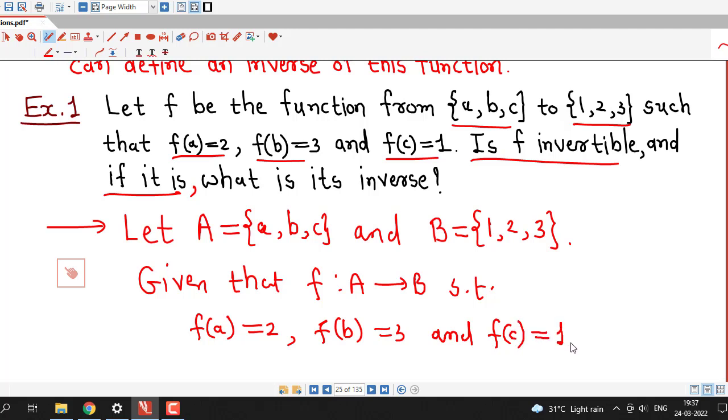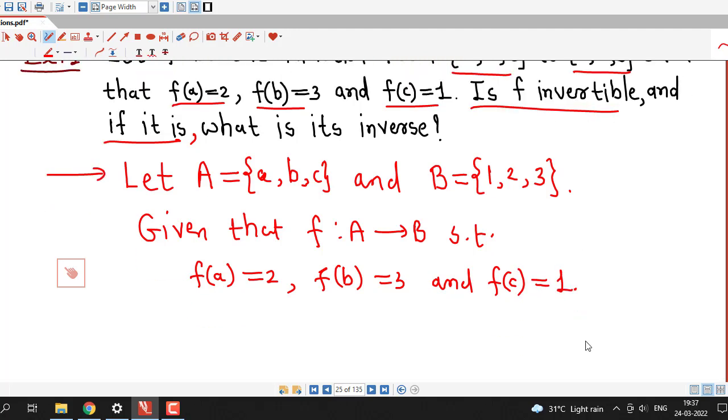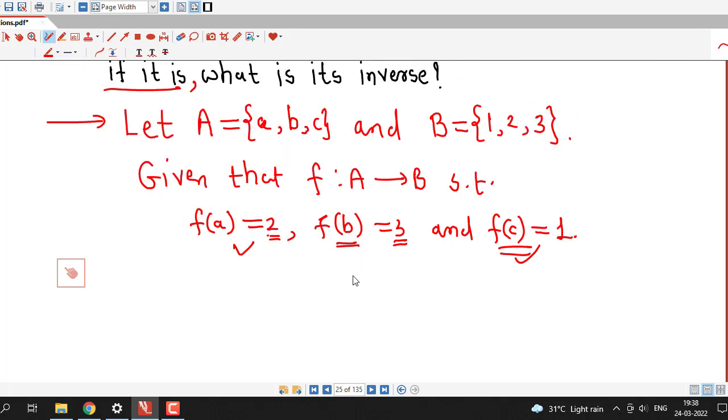So it is obvious that different elements are having different images. Image of a is 2, image of b is 3. That means images of a and b are distinct. Similarly, images of b and c are 3 and 1, they are distinct, and images of a and c are 2 and 1, which are distinct. So it is clear that f is 1-to-1. We have to check whether the function is 1-1 or not before defining its inverse. Clearly f is 1-1.